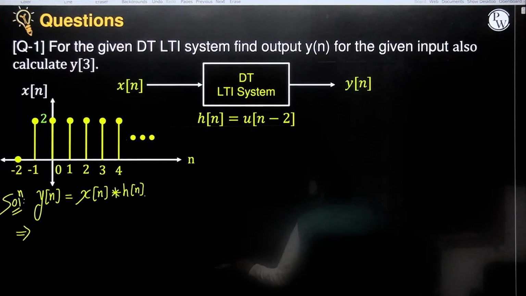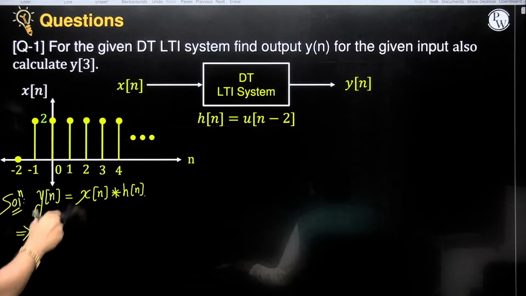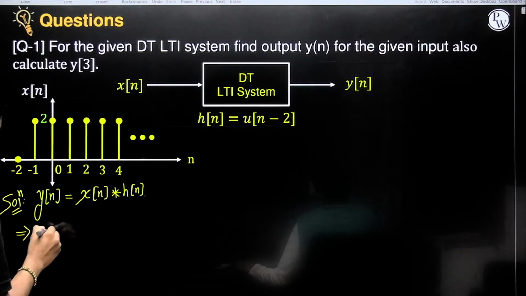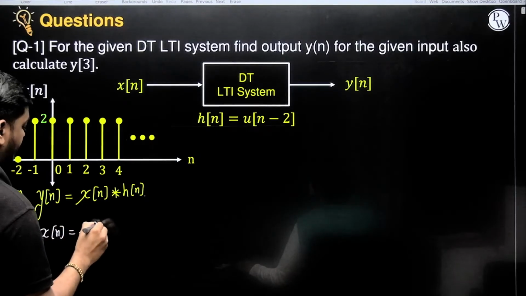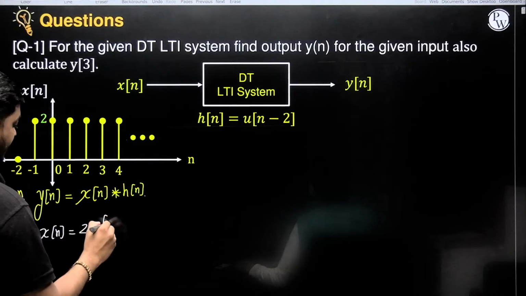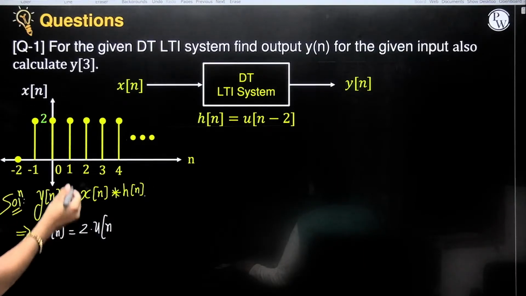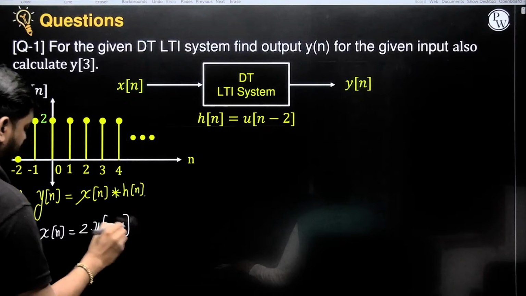Now first of all you have to write x of n mathematically. It is starting from minus 1 and going towards the right side, and it is a step function. So x of n, amplitude is 2. It is a step function, that's why u of n. Going towards the right side, that's why plus 1. And starting at minus 1 means the opposite side, plus 1. So this is x of n.